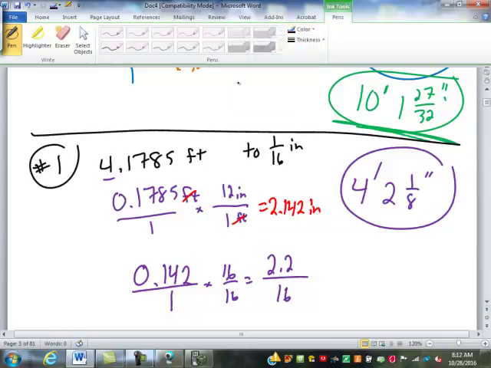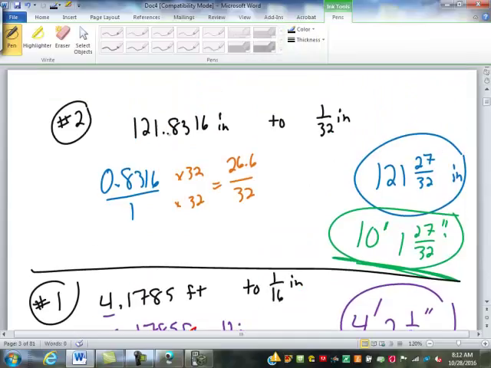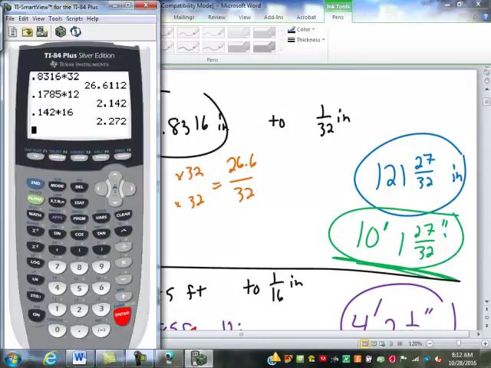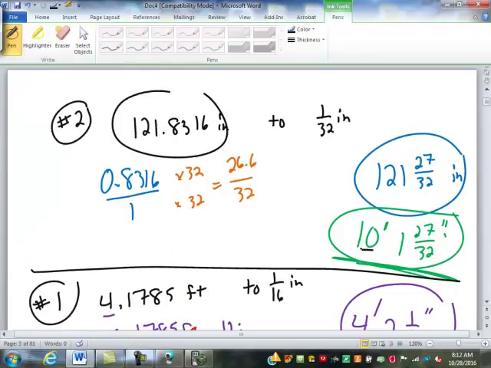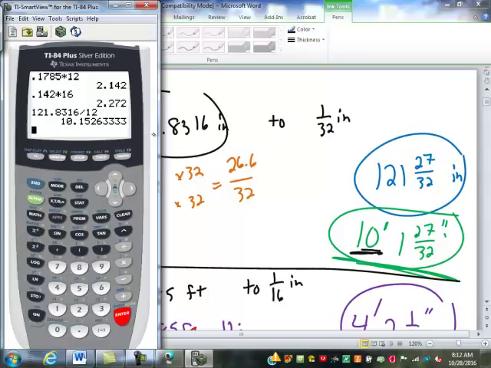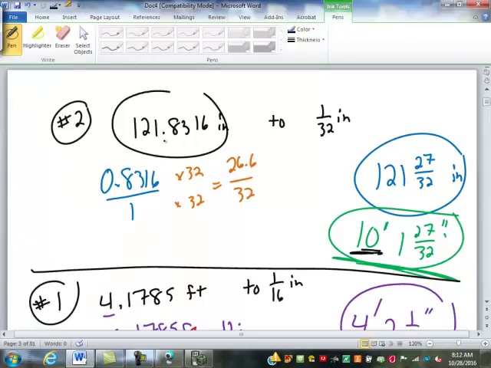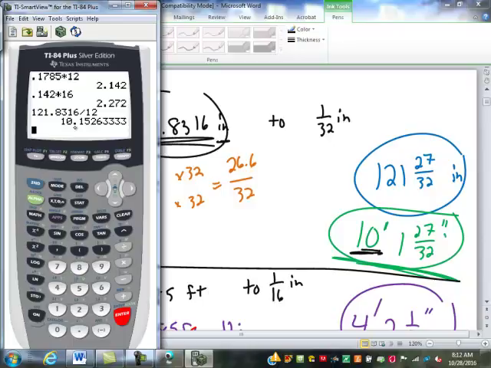Now I'm going to show you how to run this through your calculator. This top one, 121.836. That's in inches. So first of all, I'm going to change it into feet by dividing by 12. So that's my 10 whole feet, right? I'm doing this all through the calculator now, instead of by hand. So I took my 121.8316, is what I started out. That was in inches. I divided by 12 to make it feet. So I've got 10 whole feet.